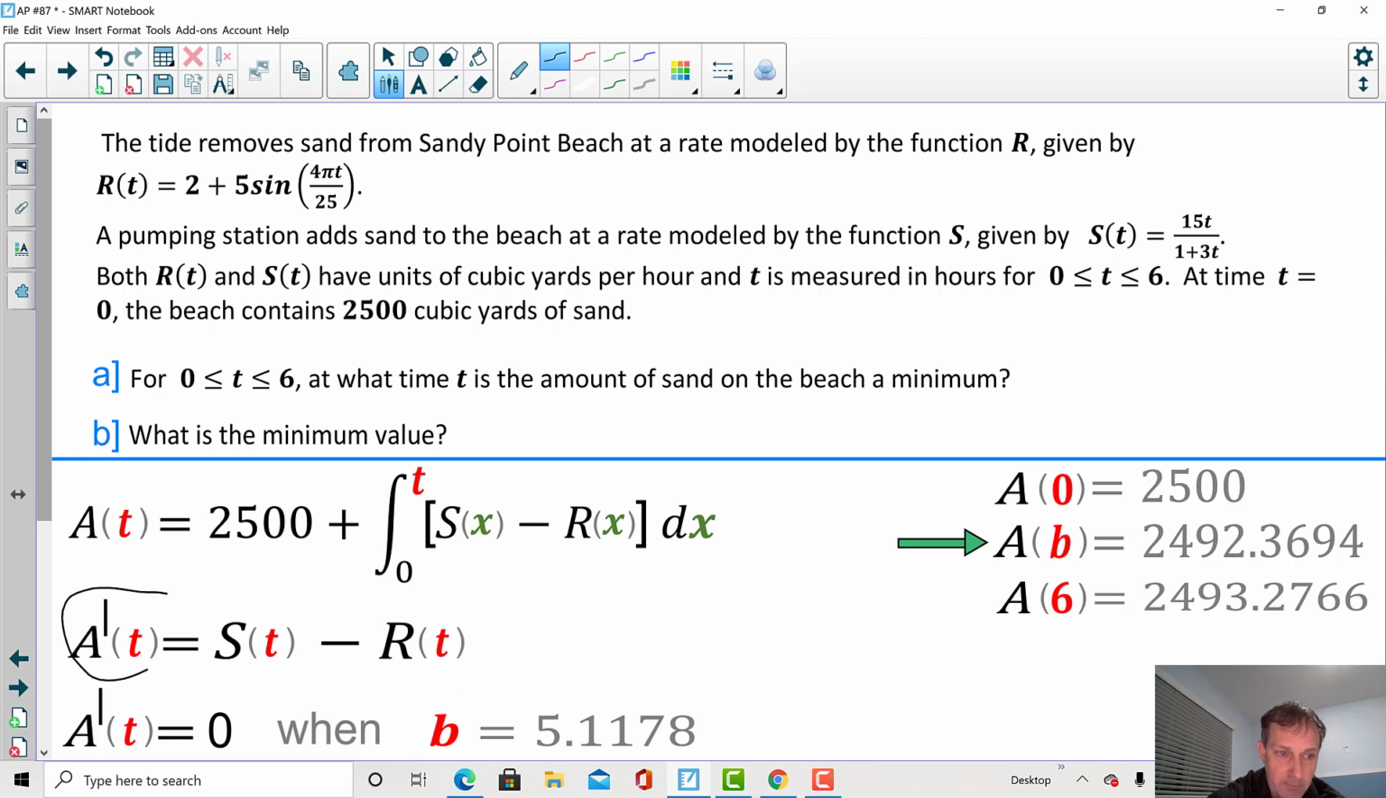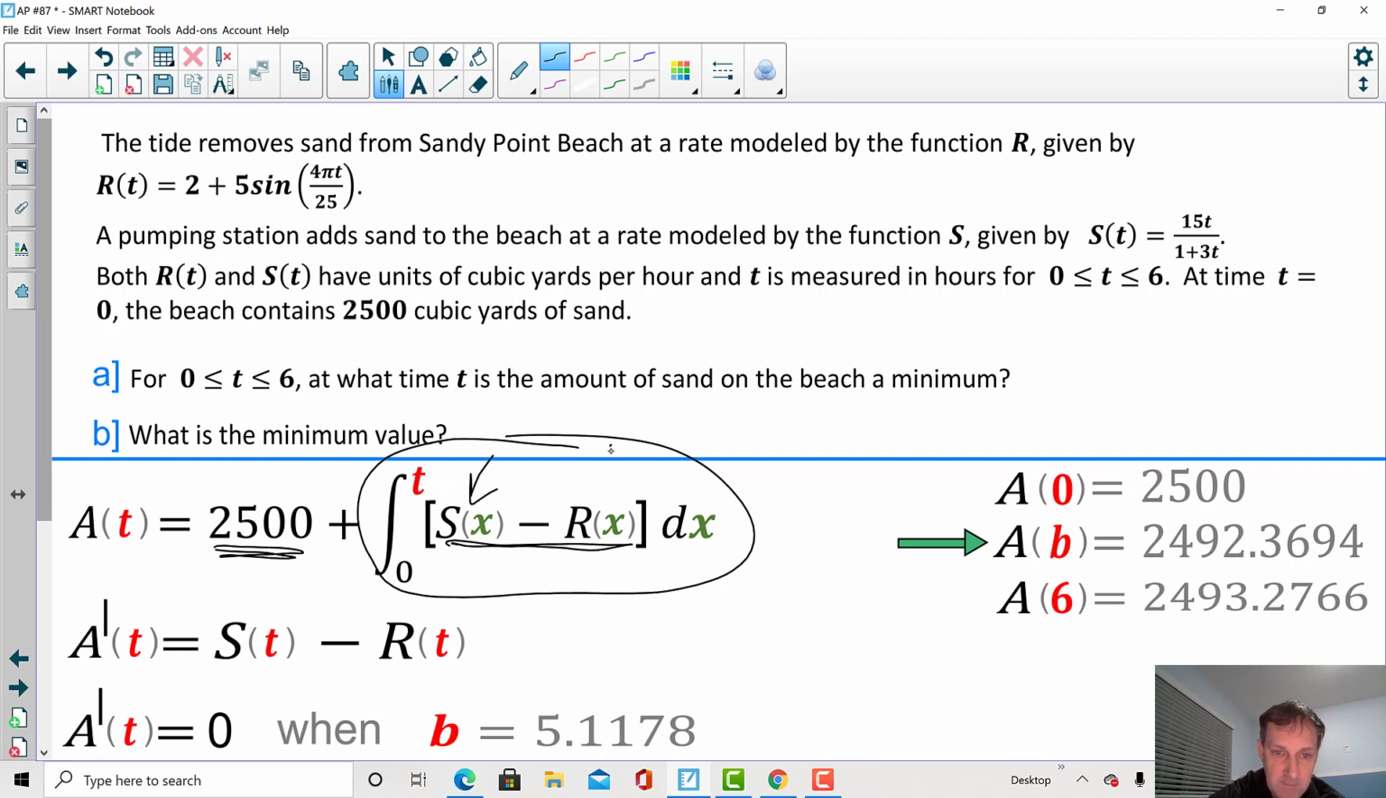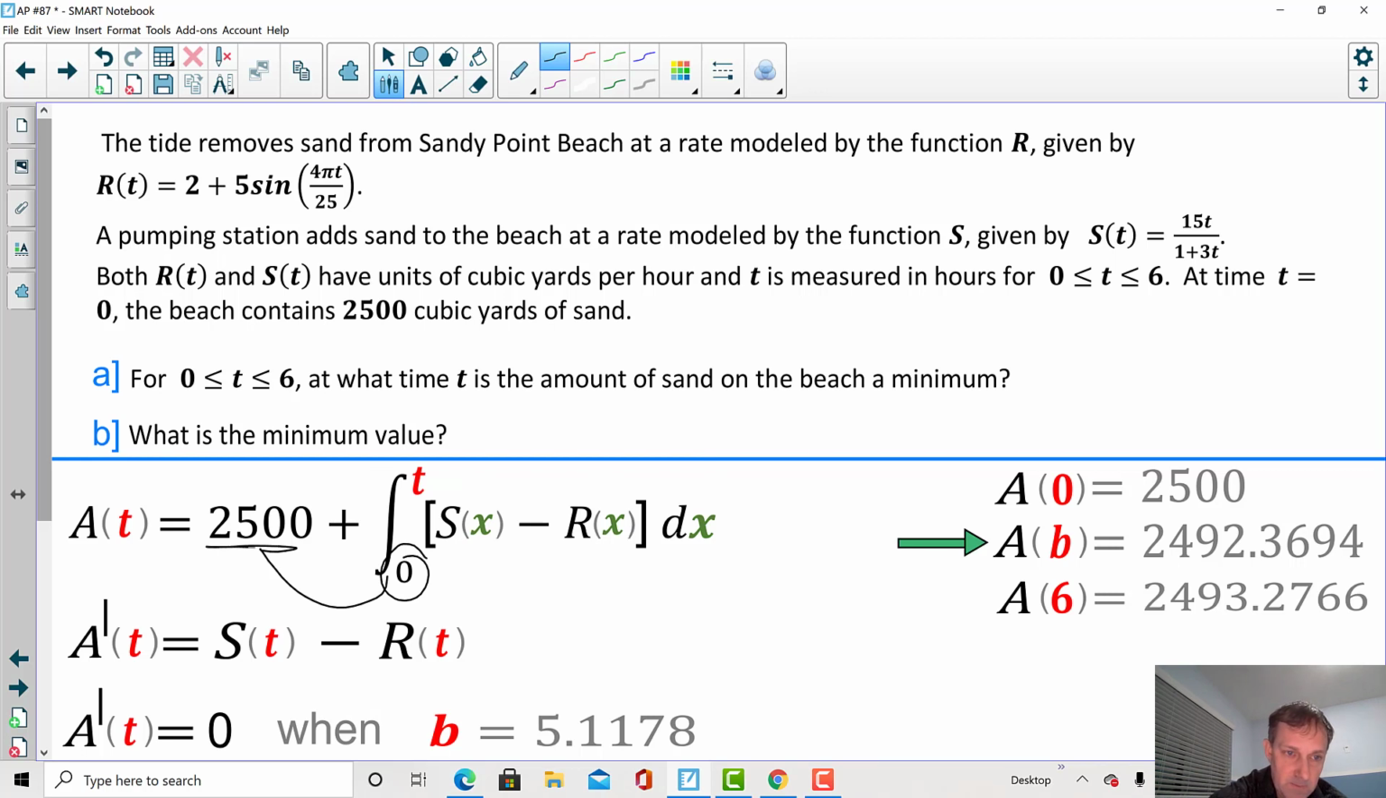So we're calling it A prime, where A is just the amount. So the amount at any time would be the starting amount plus all the changes. If you look at the rate inside here, you have the add rate and then minus the remove rate. You'll notice that this time goes with this amount and that this t is the same as this value here.